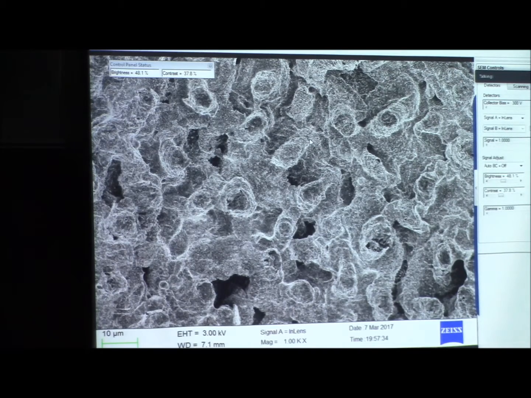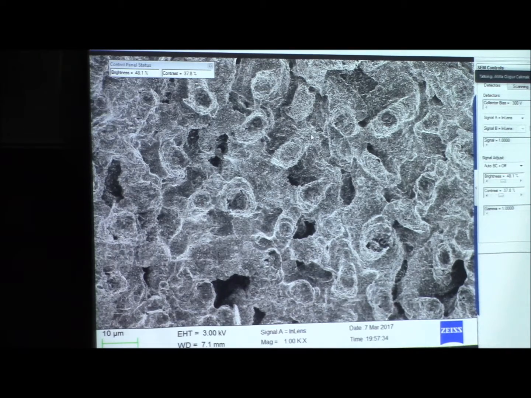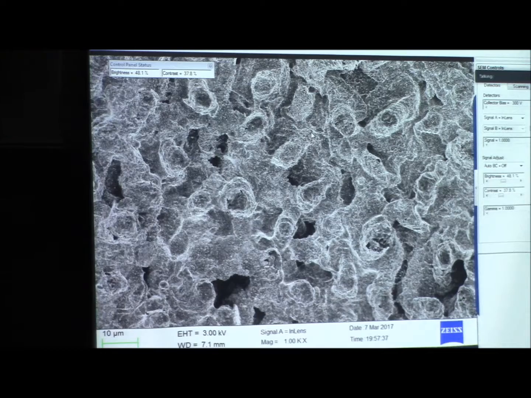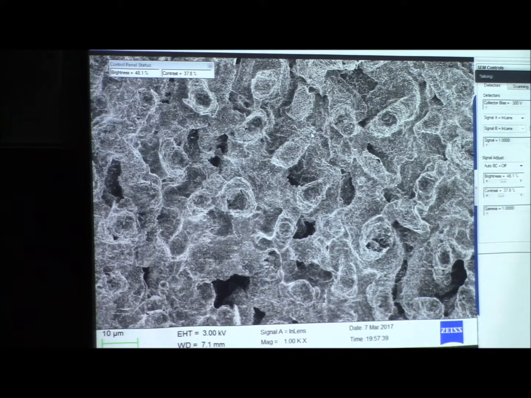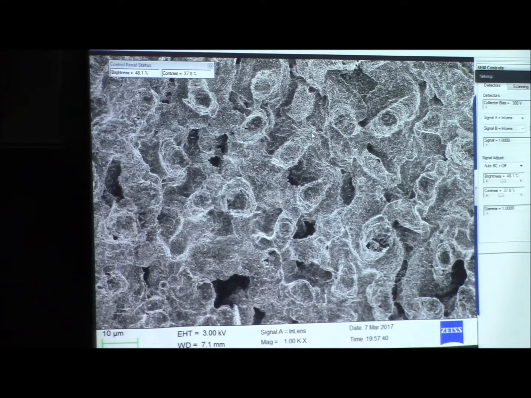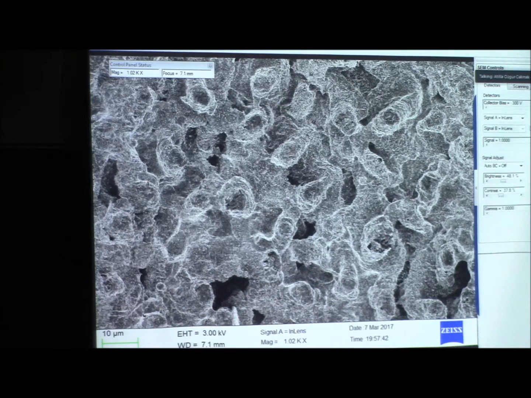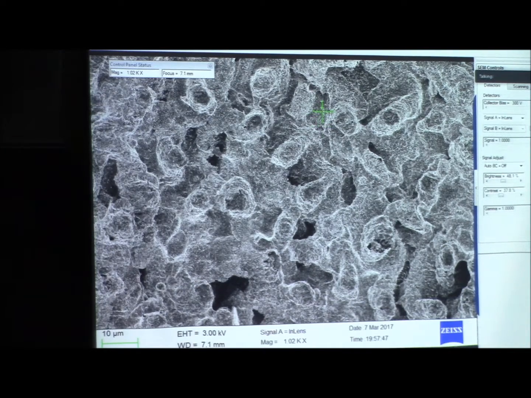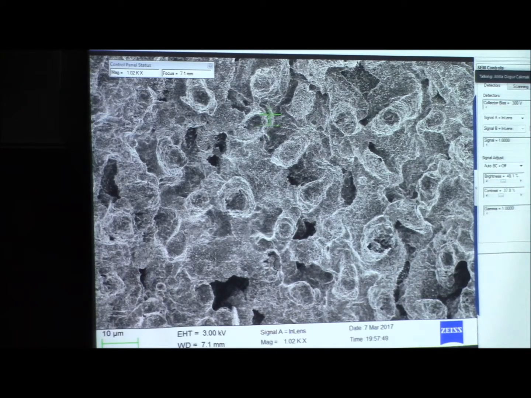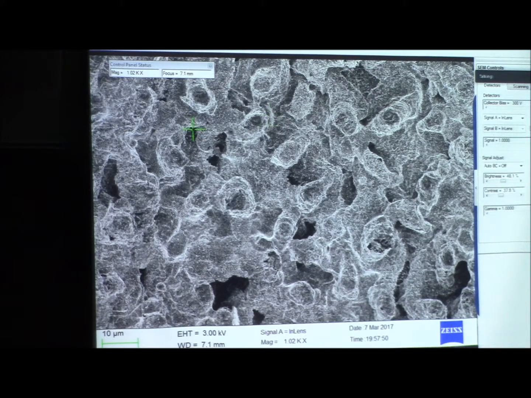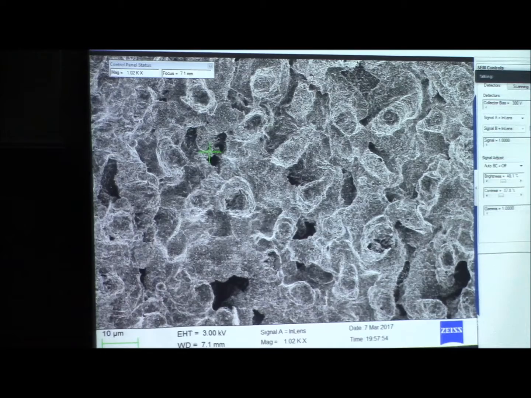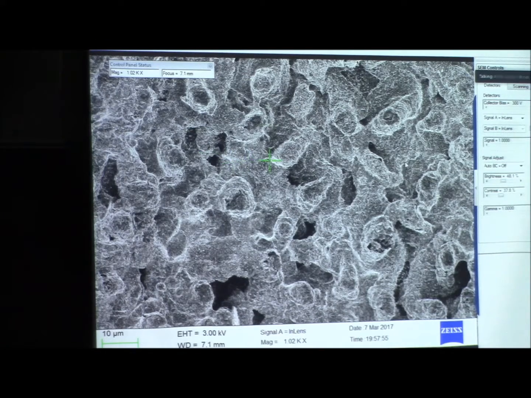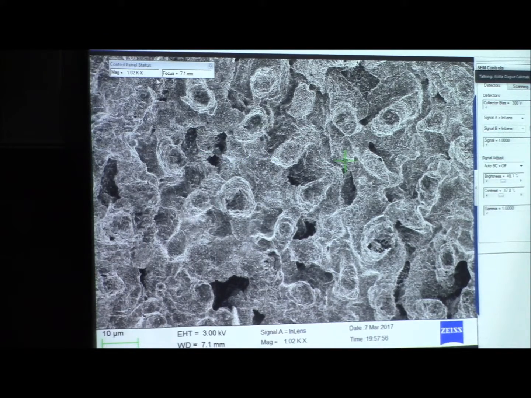But also, if you keep increasing the magnification, if you zoom in a little bit more, you'll see that these bumps are not the only thing that keeps the water away. So you can try to pick a different spot and zoom in.